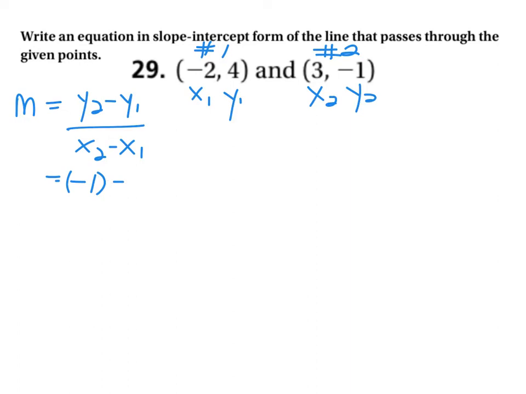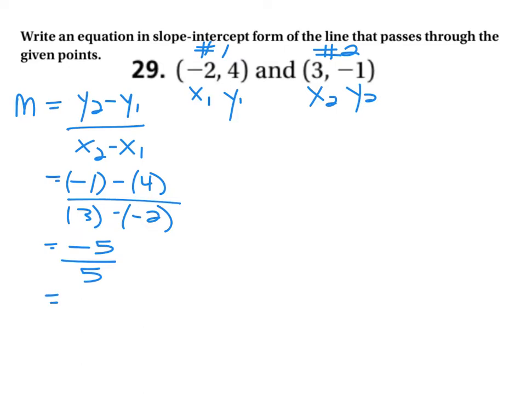Okay, so we can say the slope will be y2, negative 1, minus y1, 4, over x2, 3, minus x1, negative 2. And when we resolve that, for the number on top, negative 1 minus 4 is negative 5. And on the bottom, we get 3 minus negative 2, which is the same as 3 plus 2, which is 5. And when we simplify that, we get negative 1. So we've got a slope of negative 1. That's a piece of information we're going to need.